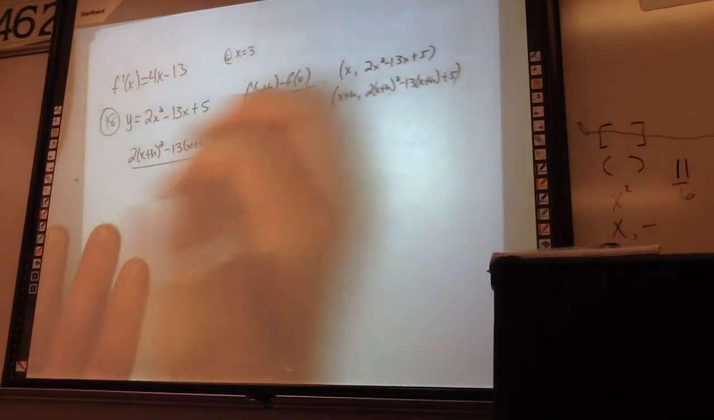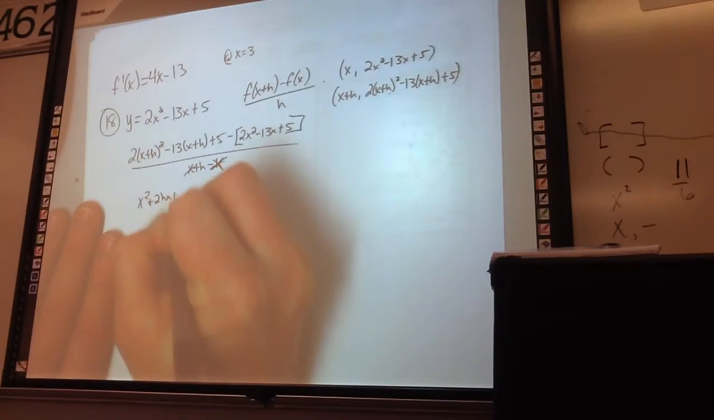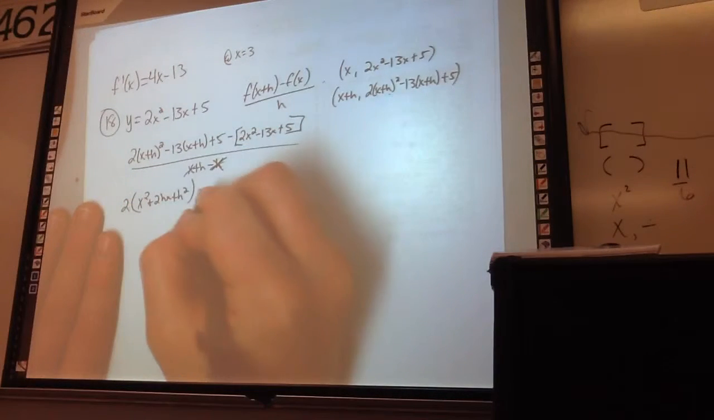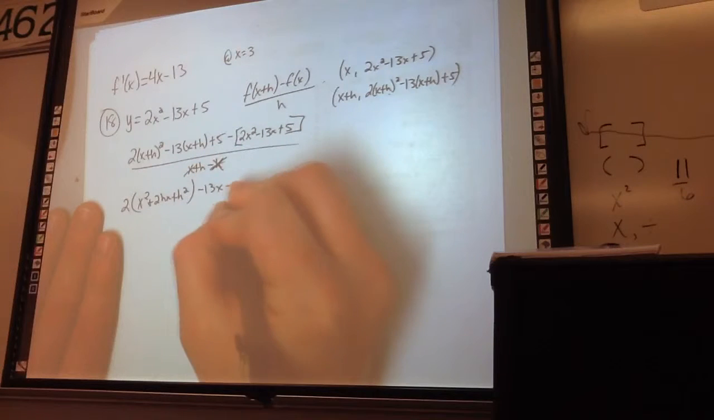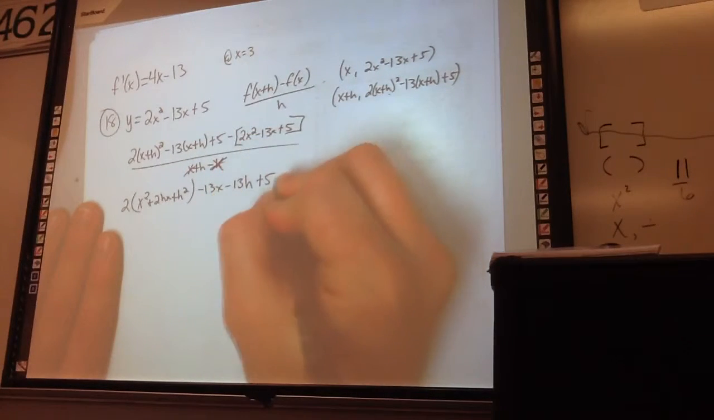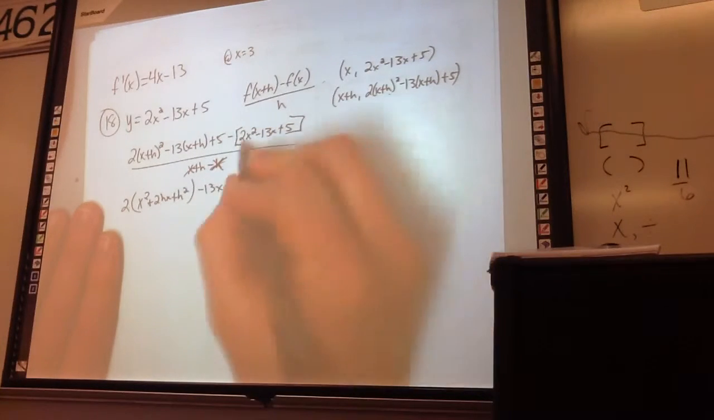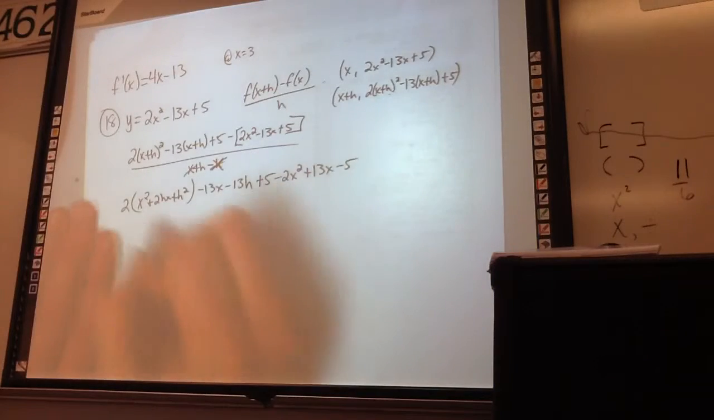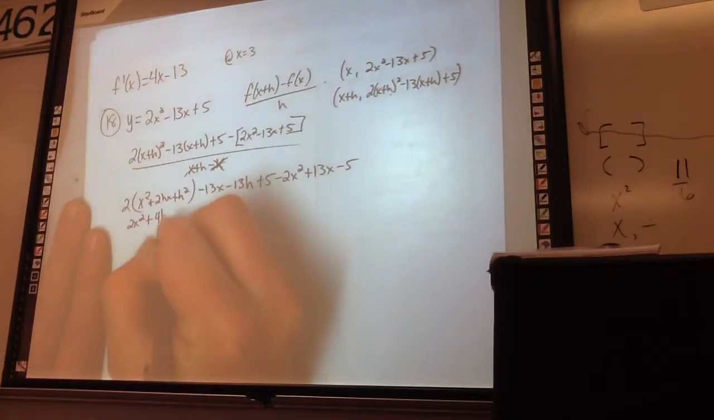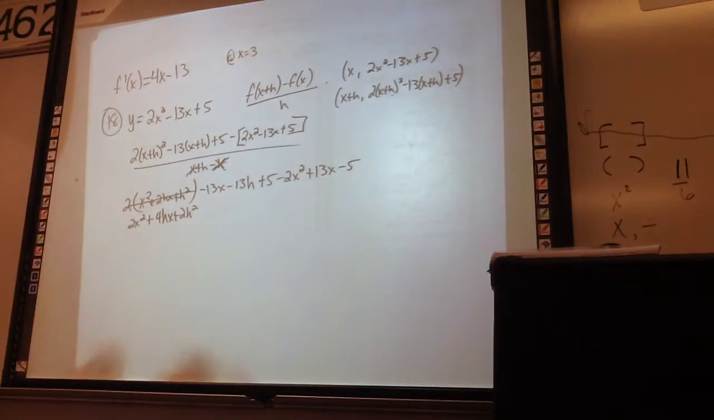So x plus h squared is x squared plus 2hx plus h squared. That's all times 2. And this would be minus 13x minus 13h plus 5. And then minus all this, minus 5. So I should just rewrite that: 2x squared plus 4hx plus 2h squared, plus all minus all that.